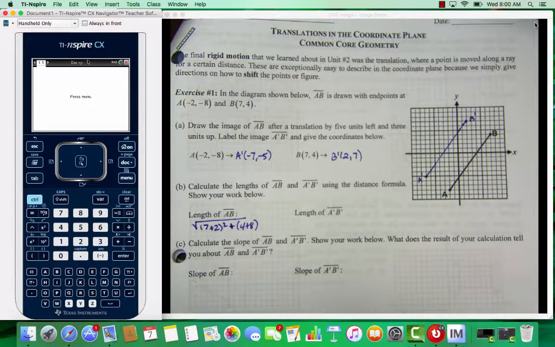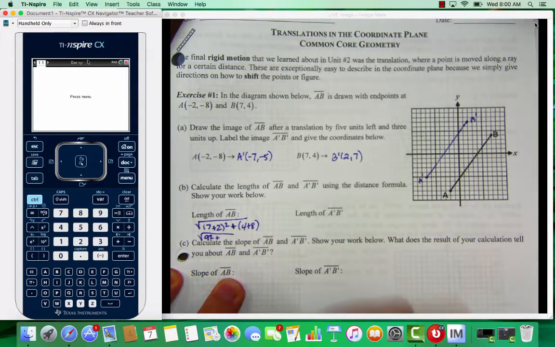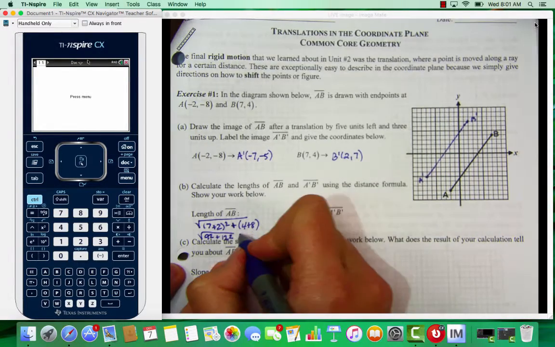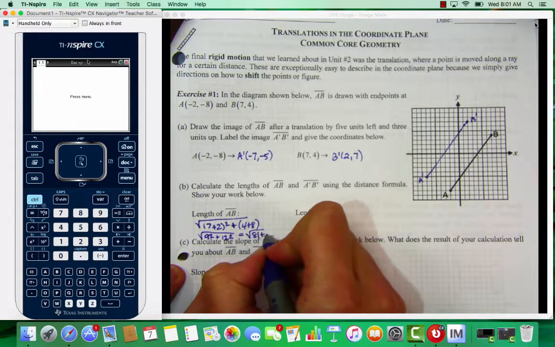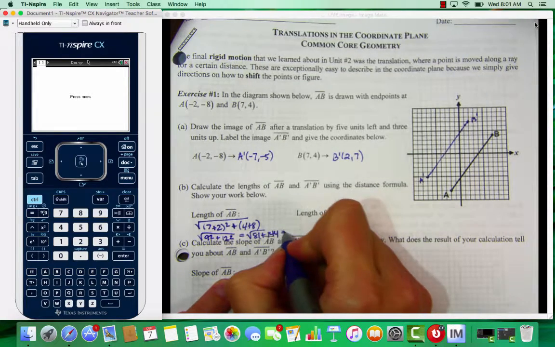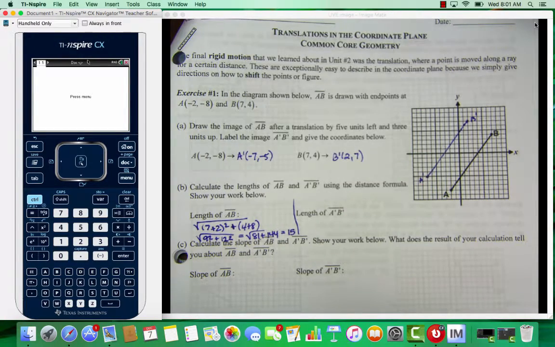And now we just want to go ahead and clean that up. So 7 plus 2 is 9. Not a lot of room here. And 4 plus 8 is 12. And so we end up with 9 squared, which is 81, plus 12 squared, which is 144. And when we go ahead and add 81 plus 144, we get 225. And then the square root of 225 is 15. All right, so we had to cram that one in there. That's a little bit tight, sorry.